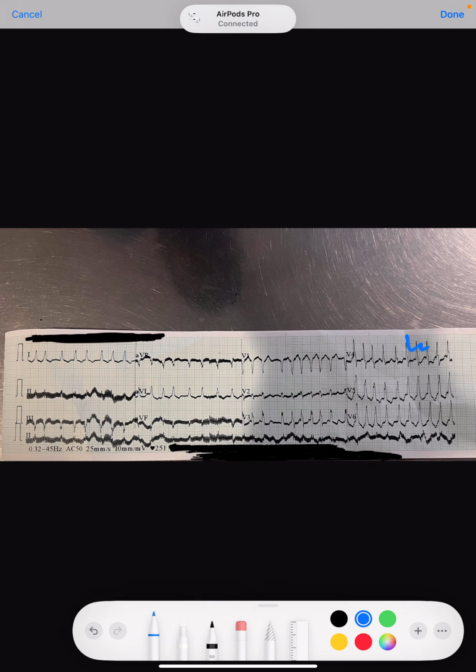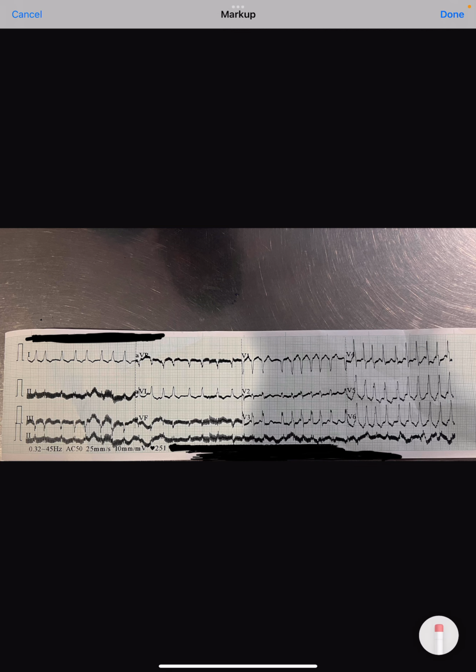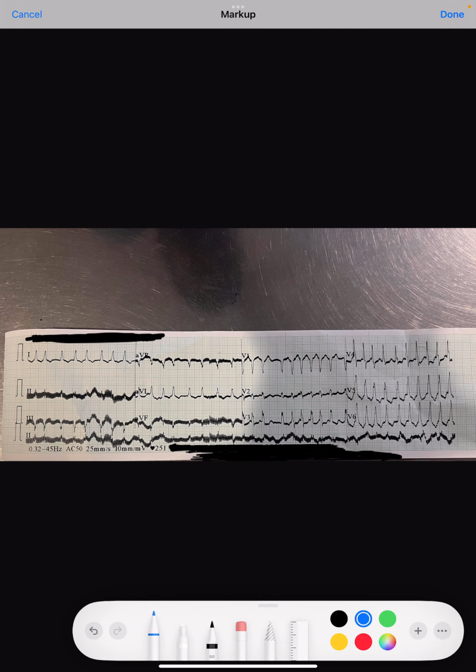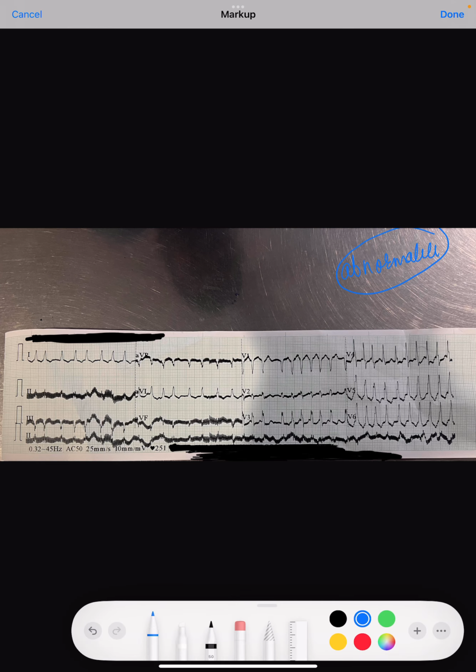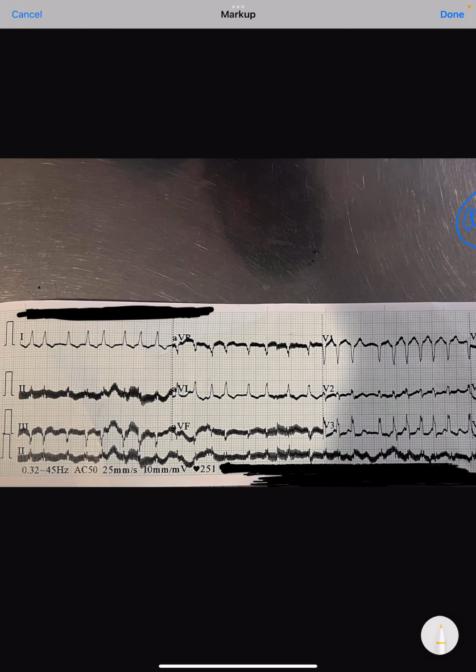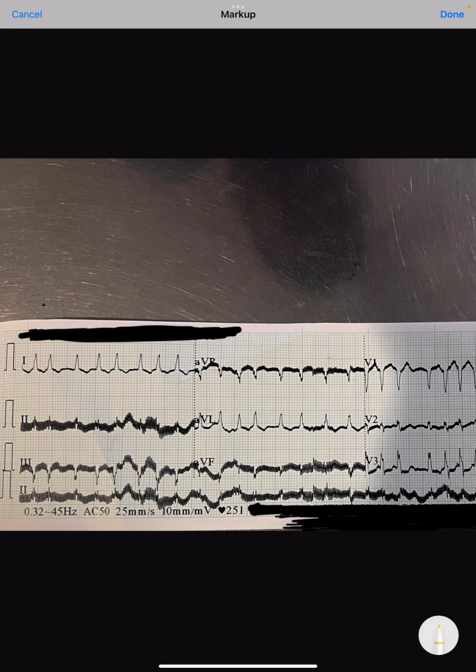Now, this is a very, very interesting issue that we can see. You can simply pause the video and try to figure out what is the abnormality in this ECG. When we see this ECG, what we can simply notice is that the heart rate is very high. The heart rate it is showing is 251.